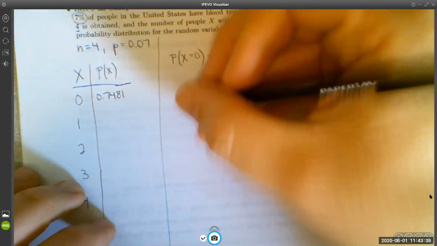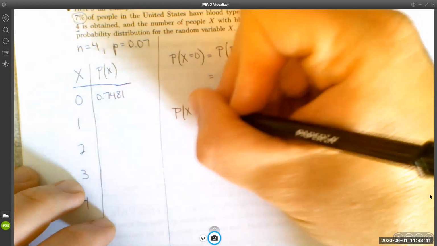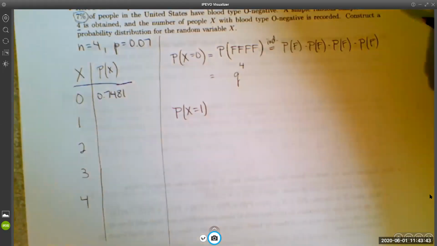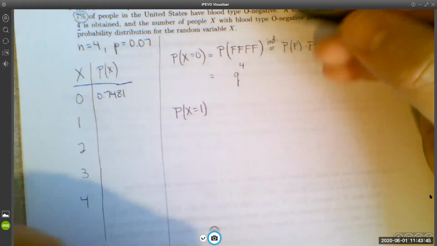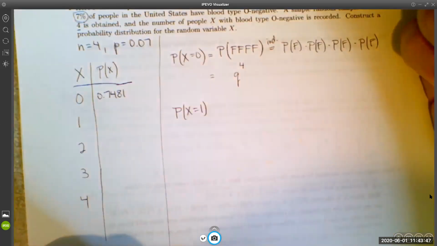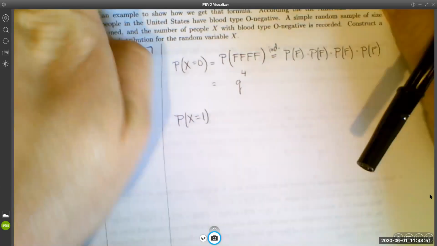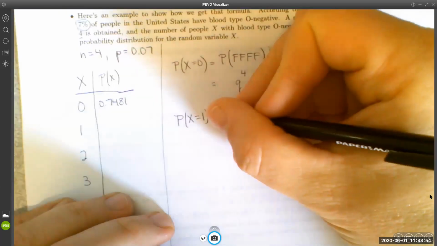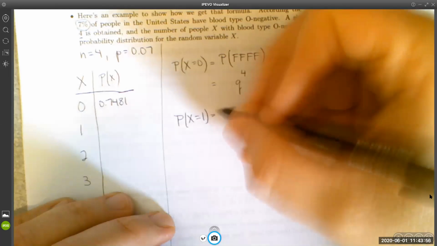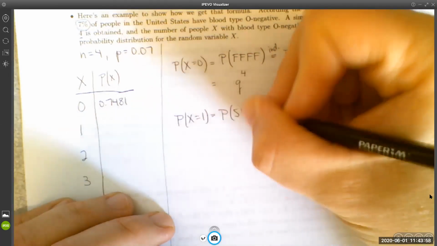Okay, now let's look at the probability X equals 1. This means that we have exactly 1 success. We choose exactly 1 person with blood type O negative out of the 4. That means the other 3 have to be failures, right? So this could happen if we get a success and then 3 failures.